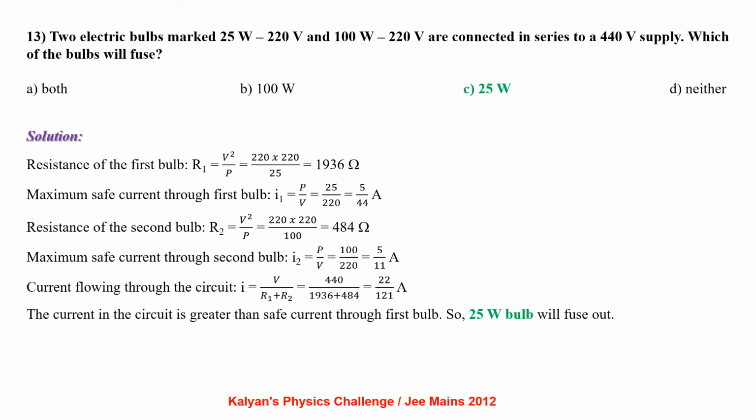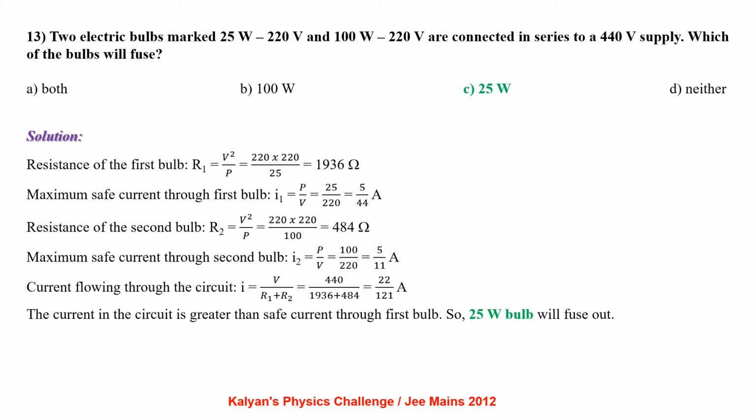Two electric bulbs marked 25 watt 220 volt and 100 watt 220 volt are connected in series to a 440 volt supply. Which of the bulbs will fuse? Resistance of the first bulb R1 equal to V square by P, that is 1936 ohm. Maximum safe current through the first bulb I1 equal to P by V, that is 5 by 44 ampere.